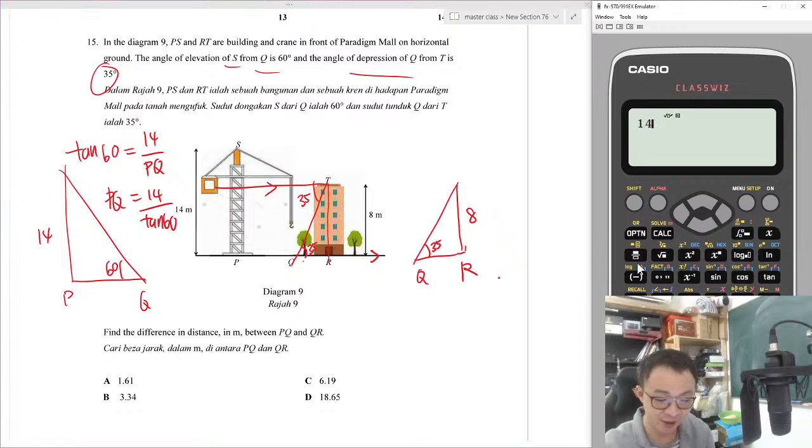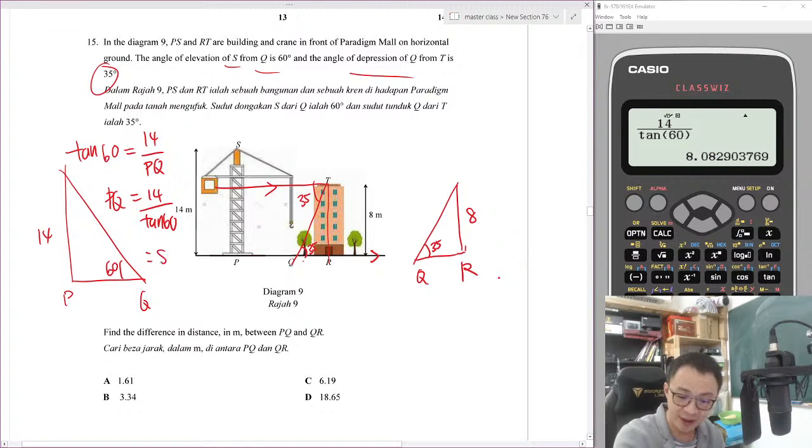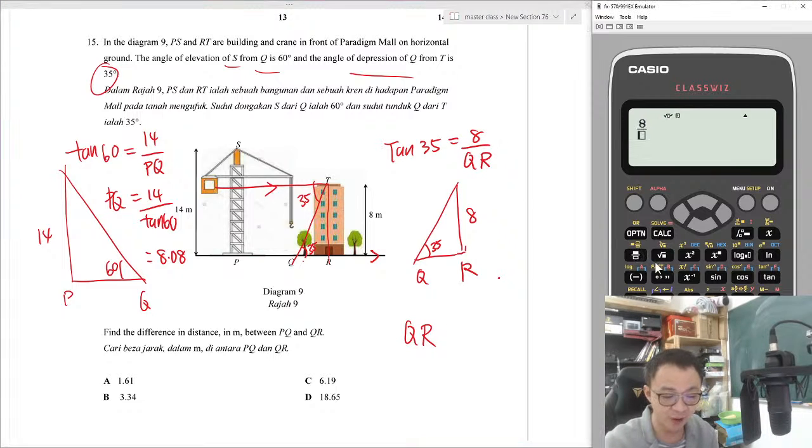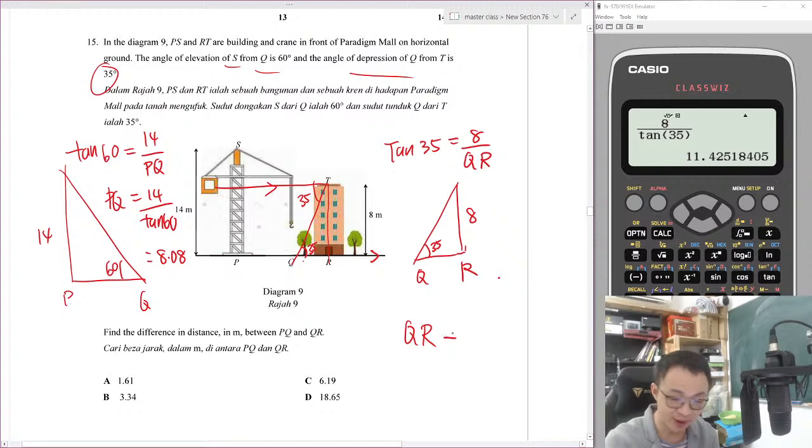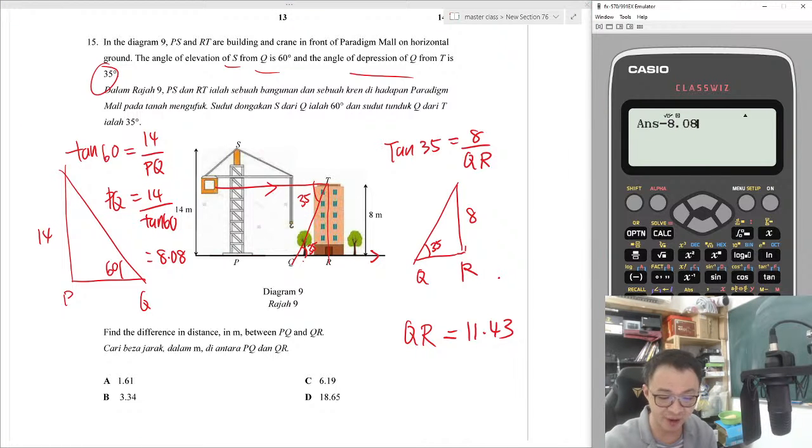So 14 over tangent 60, I have about 8.08. Okay, then this one I do the same thing. Tangent 35 equals 8 over QR. So QR is 8 over tangent 35. So this one should be 11.43. So I use this answer minus 8.08 because I want to find the difference between them.